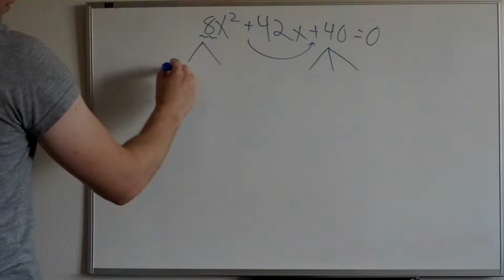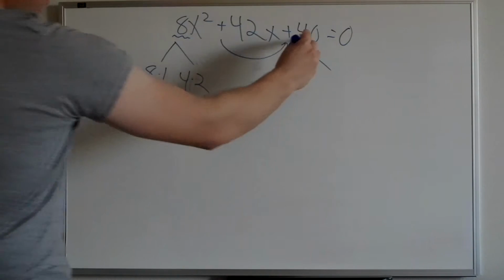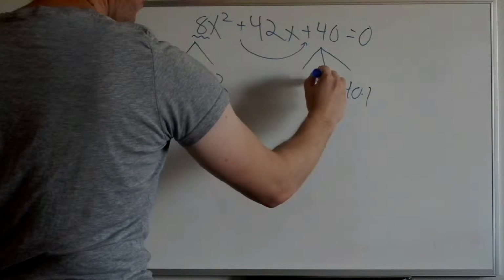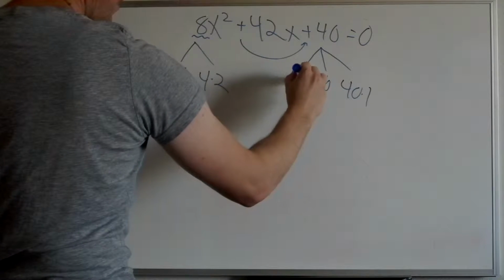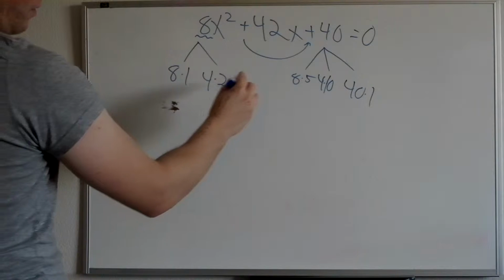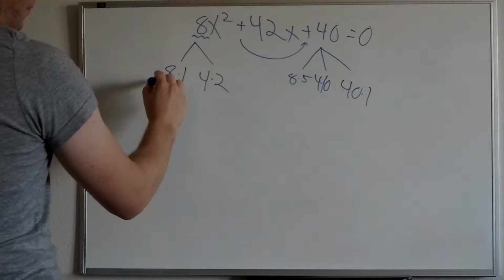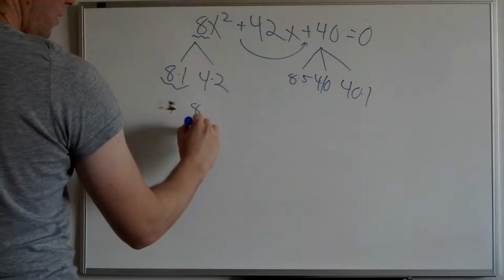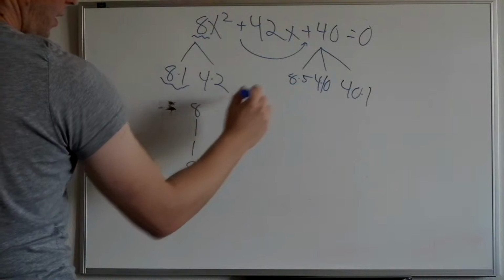So for 8 you have 8 times 1 and 4 times 2. For this number you have 40 times 1, 4 times 10, and 8 times 5. The way you figure out which of these combinations will work is you start off with one of these. So we'll start off with 8 and 1, and then multiply by 8 times 5.